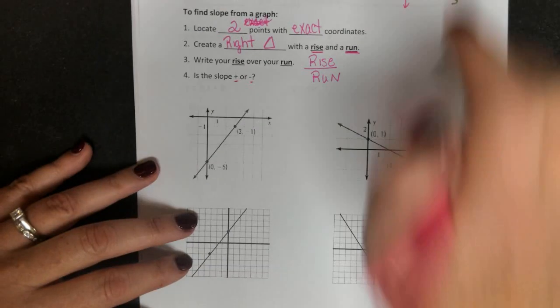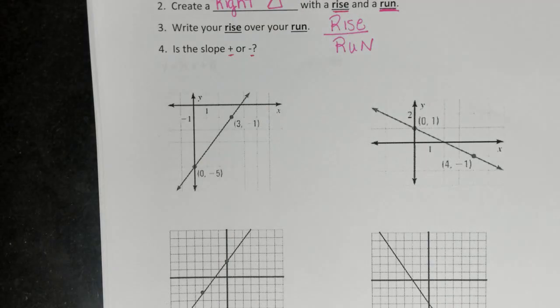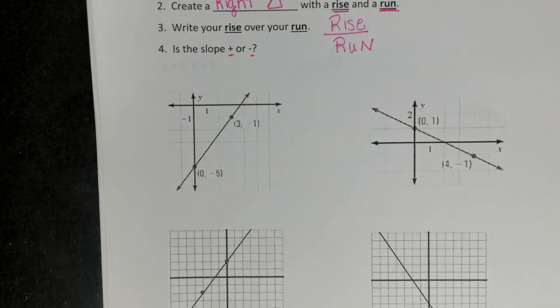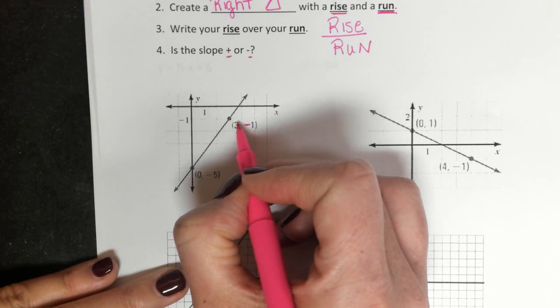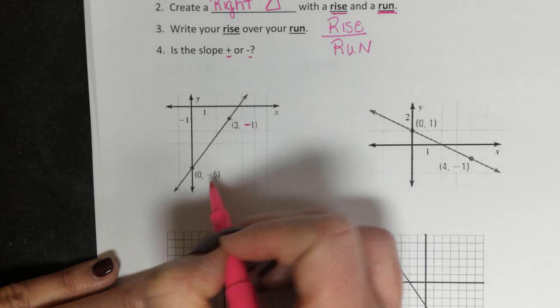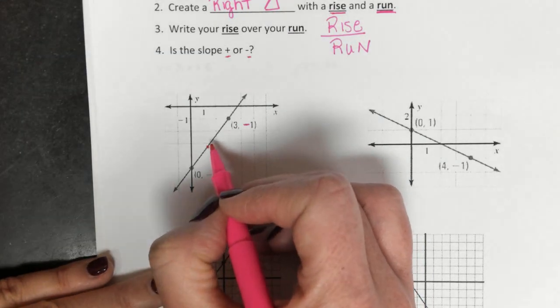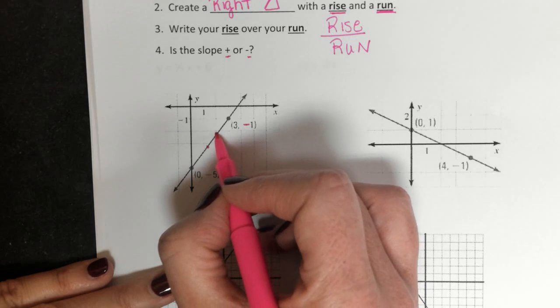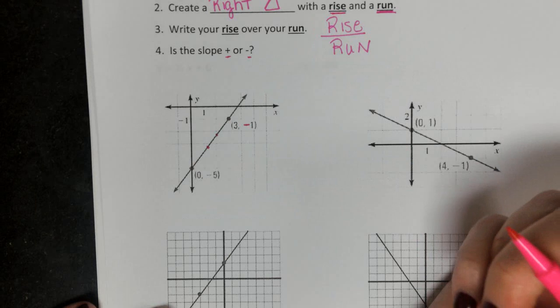Okay, so in this graph, they've already given us our points. So this makes it really nice. I want you to see how these are exact points, 3, -1, and 0, -5. Like we didn't pick a point halfway in between right there. So that's good. We wouldn't want to pick those points. We want to pick exact points.